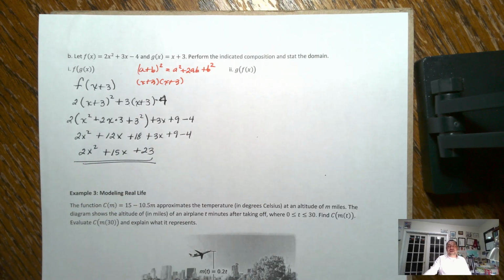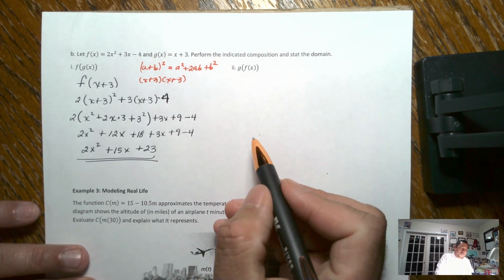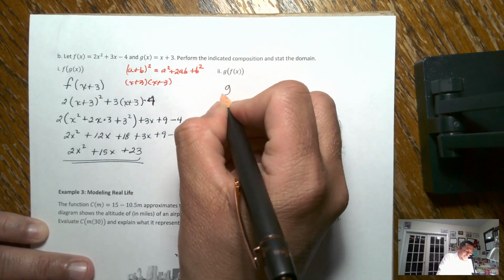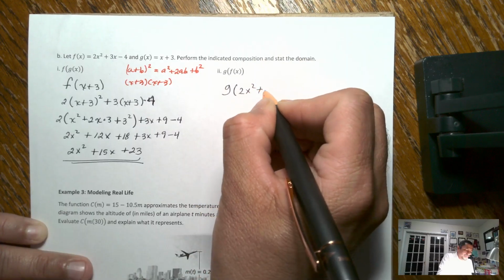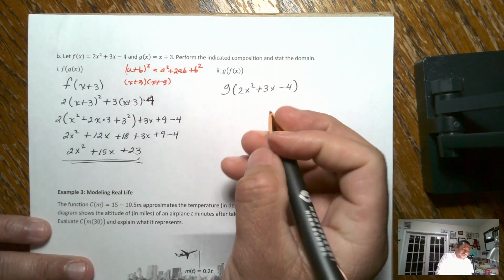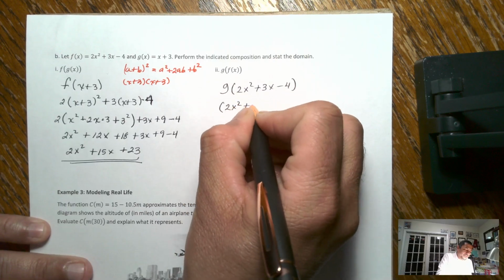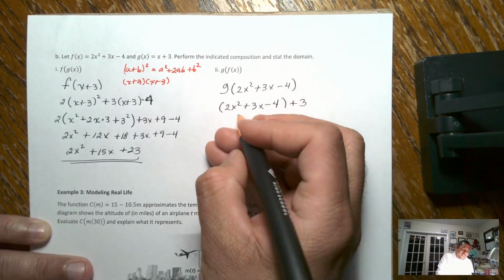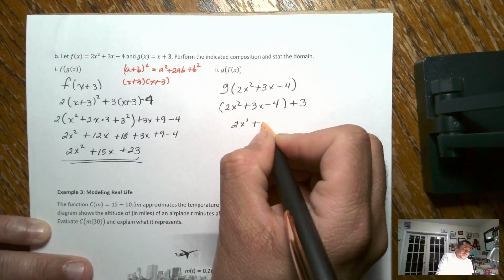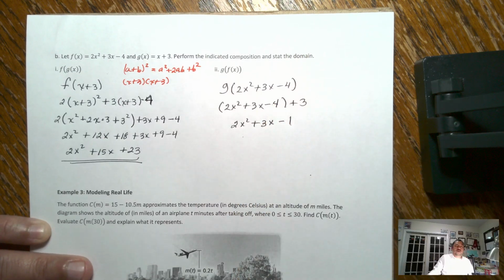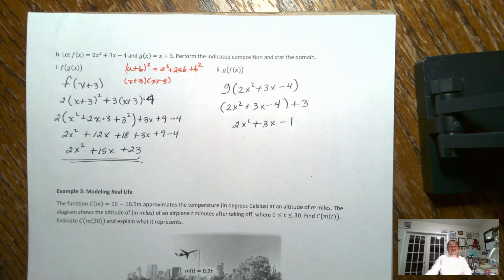We're going to give the domain at the end of this example. So let's do the second one. g of f of x. In this case, I'm going to have g of 2x squared plus 3x minus 4. And remember that the g function is just x plus 3. So what I'm going to have is 2x squared plus 3x minus 4 plus 3. So in this case, it's just 2x squared plus 3x minus, in this case, negative 4 plus 3 is negative 1.